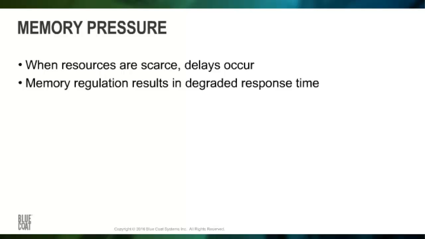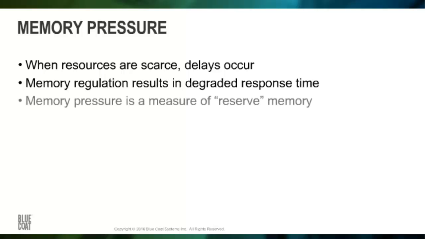Typically, the ProxySG will use as much memory as possible to maximize system performance. However, all the memory consumed is not essential to maintain the operation of the appliance, meaning it can be redistributed to other tasks as needed. Memory pressure is a measure of this reserve memory. A system with low memory pressure has high availability of reassignable memory.